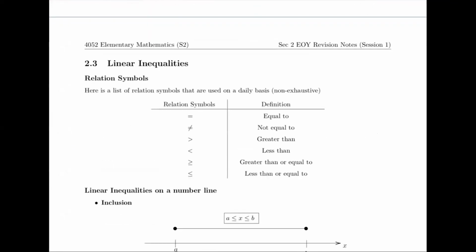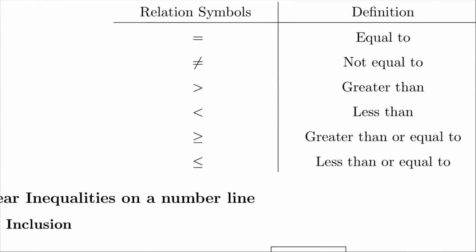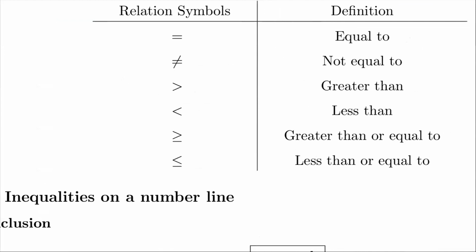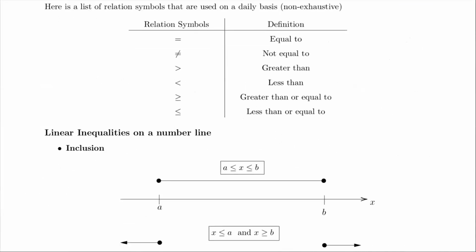Okay, last part, and then we can start. Your turn to start practicing questions. Let's look at linear inequalities. Now, for linear inequalities, there are 4 things you need to know: greater than, less than, greater than or equal to, less than or equal to. And we need to be able to express things on a number line.